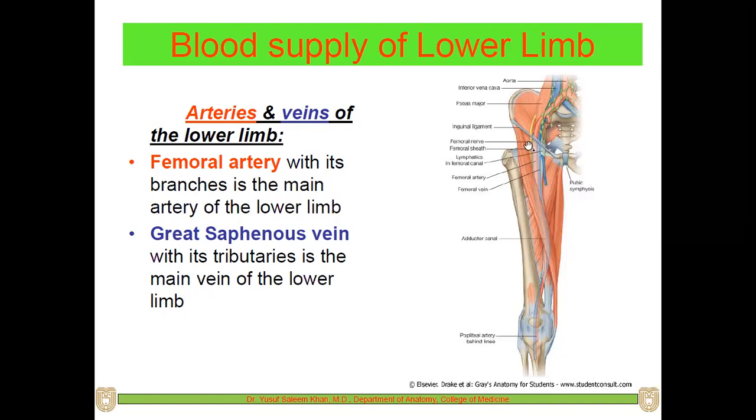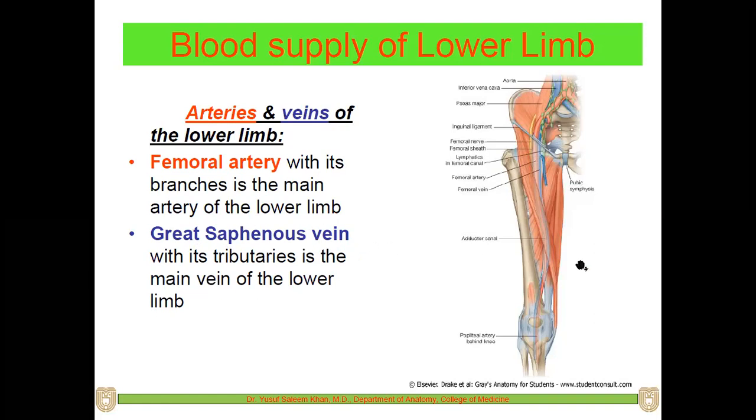So femoral artery, if you see here, there is an artery coming from the pelvis. Okay, and entering the lower limb. When it enters the lower limb, then it is called as the femoral artery, covered by the femoral sheath. Femoral sheath is outside, inside is the femoral artery. Okay, then there is also a very important vein called as the great saphenous vein. With its tributaries it is the main vein of the lower limb.